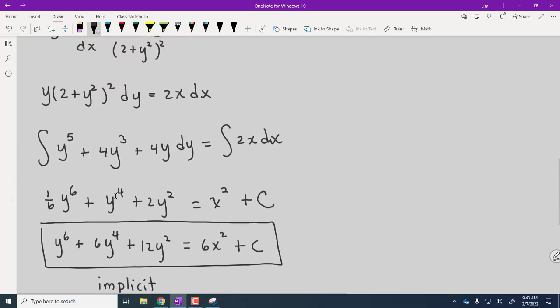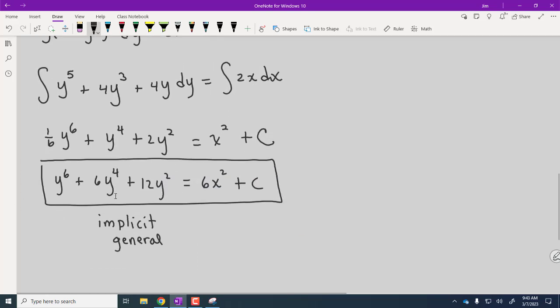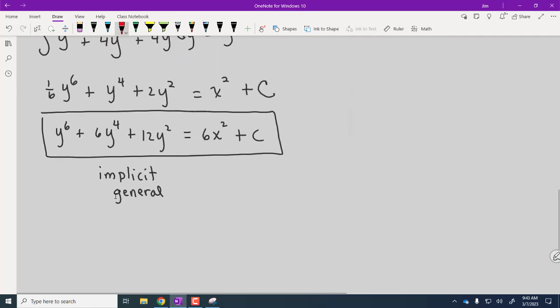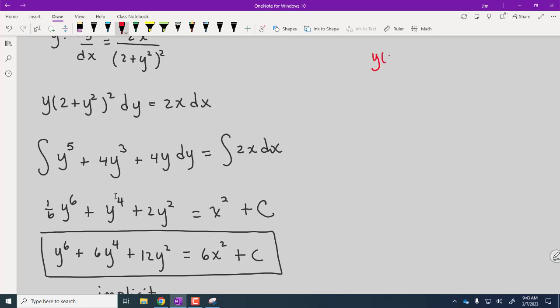And then once again, they gave us y of 1 is equal to negative 1. So this tells us that when x is 1, y is negative 1. Let's plug that in. Negative 1 for the y value, raised to the 6th power, is positive 1. So on the left, we'll end up with 1 plus 6 plus 12. On the right, we're plugging in a positive 1. We get 6 plus c. So we will get c equals 13.